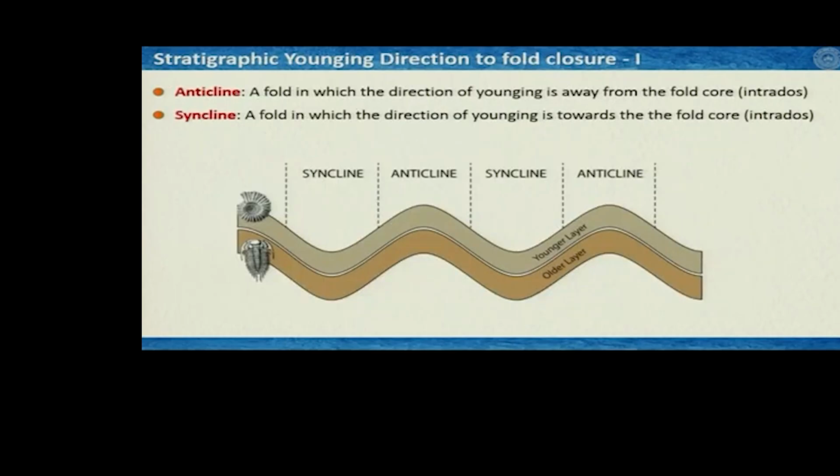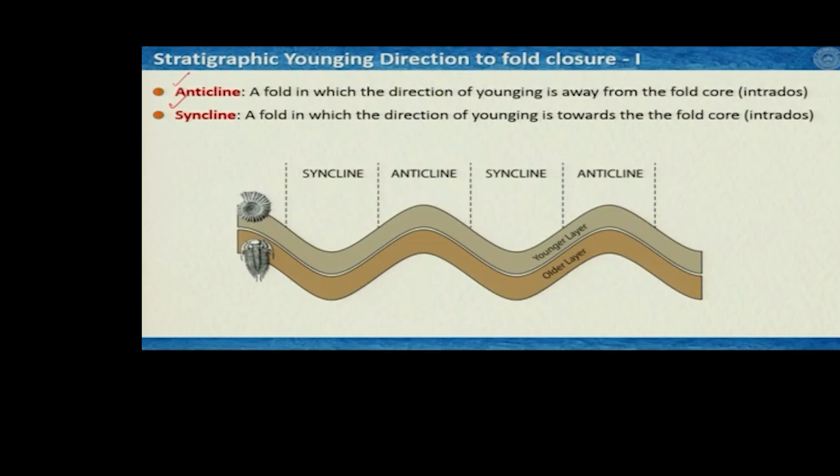Now, the stratigraphic younging direction of the fold closure. Here we have two primary terminologies to take into account the stratigraphy of the folded strata. These two terms written here, anticline and syncline, are restricted to fold surfaces defined by sedimentary layers, because other fold surfaces like veins or foliations are not really included in describing anticlines and synclines. So let's have their definitions first, as written here.